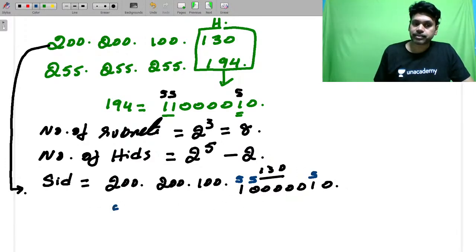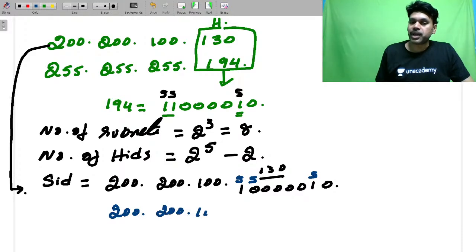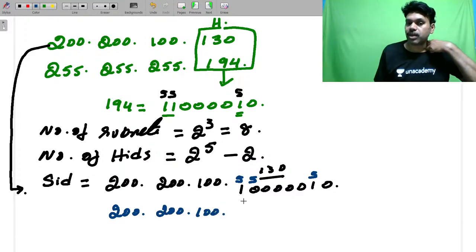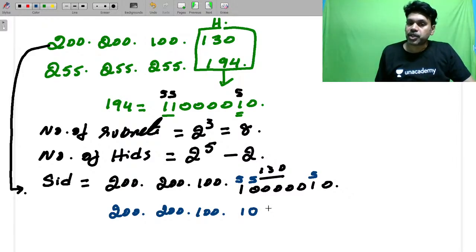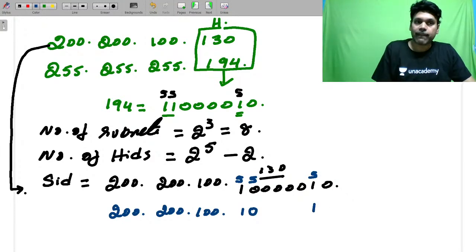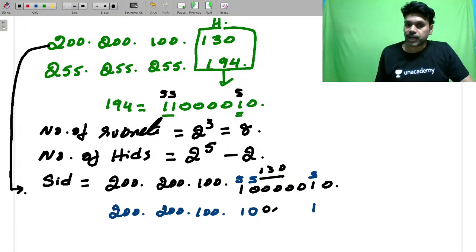You drop them as it is. So 200 point 200 point 100 point. So you drop as it is 1 0, and the remaining you convert them to zeros. This is also as it is, 1. So the remaining are zeros. They are all for HID only.